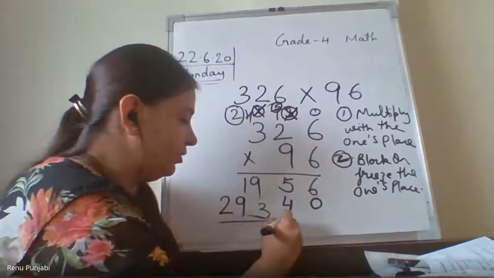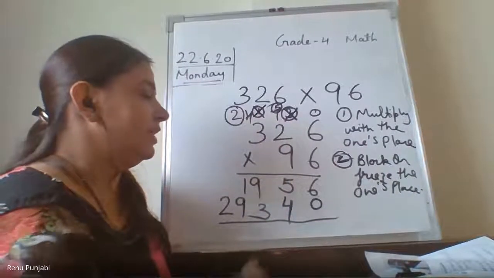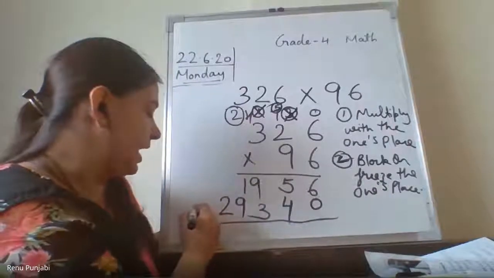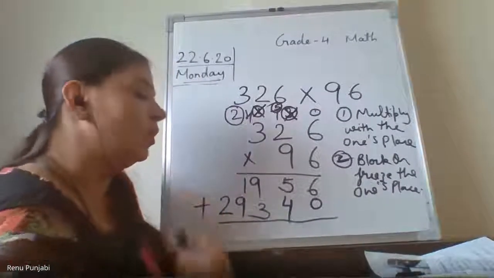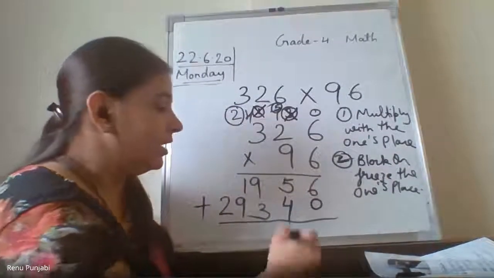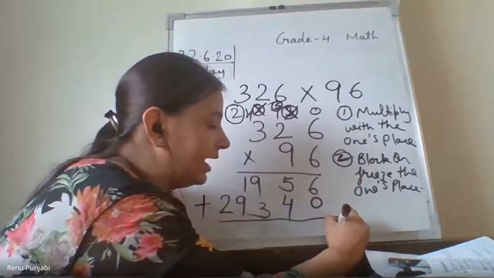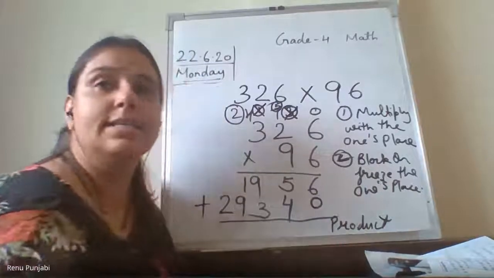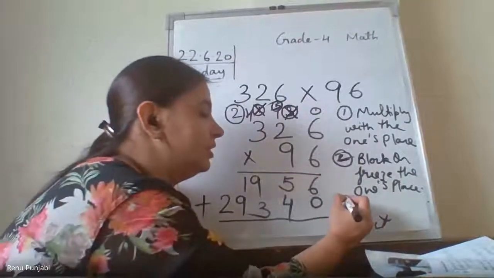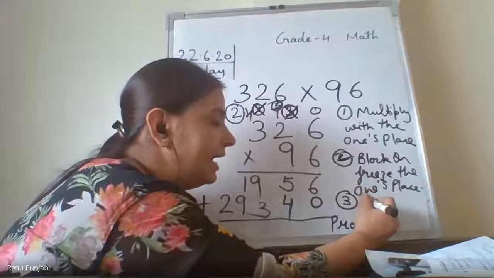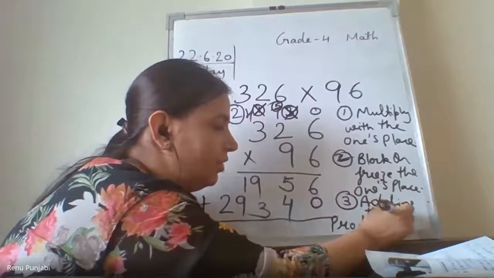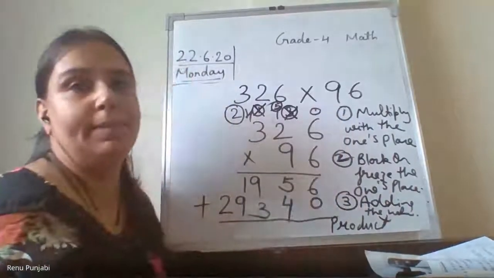Now after doing this, we have only 2 digits. Our role is done. Now the third step is you need to add them. And then after adding, you get the product. In multiplication, the answer is known as the product. So the third step is adding them, adding the values which you got after the multiplication.